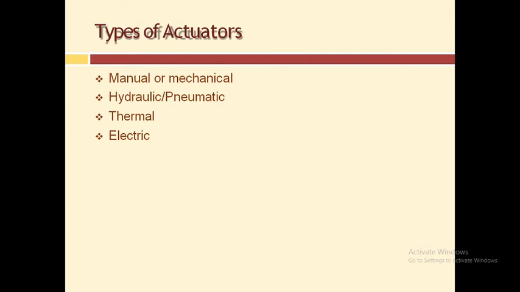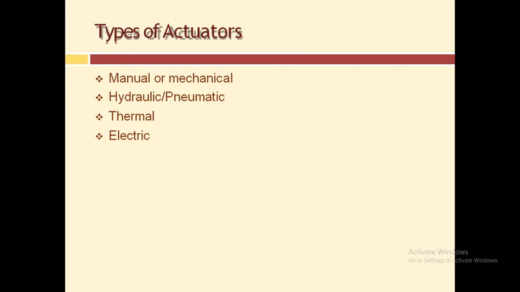Here are some types of actuator. First one is the manual or mechanical actuator. Then the next types are hydraulic or pneumatic actuators, then thermal actuators and electric actuators. So what is this manual or mechanical actuator? These are actuators where manual force, or force created mechanically, is used to get the motion.